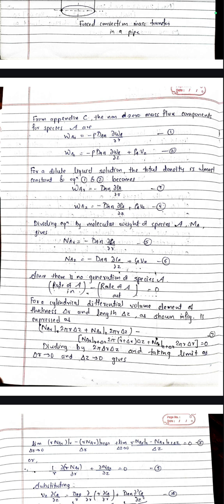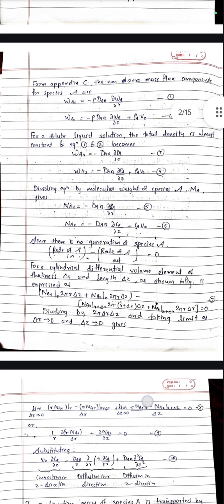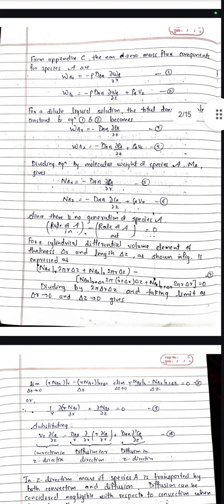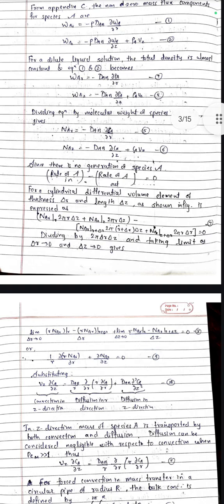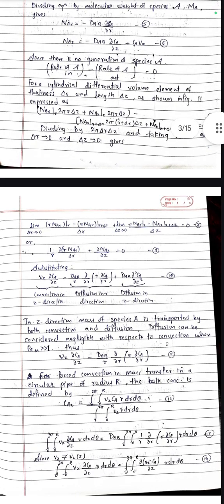Dividing by 2 pi delta R delta Z and taking limits as delta R tends to 0 and delta Z tends to 0 gives the limit as delta R tends to 0 of R times NAR at R minus R times NAR at R plus delta R, plus the limit as delta Z tends to 0 of NAZ at Z minus NAZ at Z plus delta Z, equal to 0, or 1 by R del by del R of R NAR plus del NAZ by del Z is equal to 0.